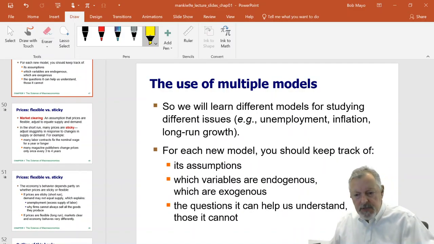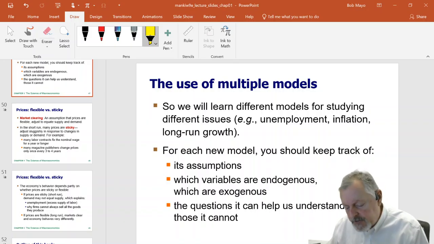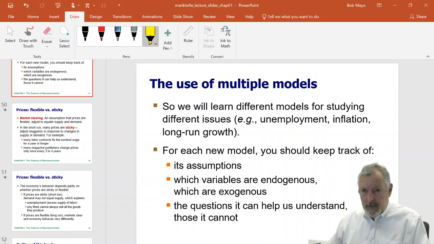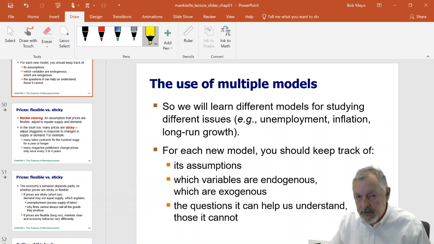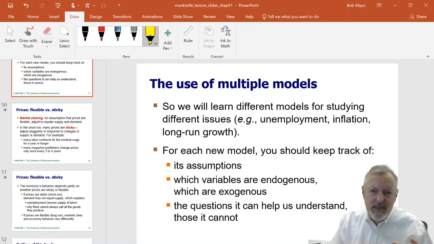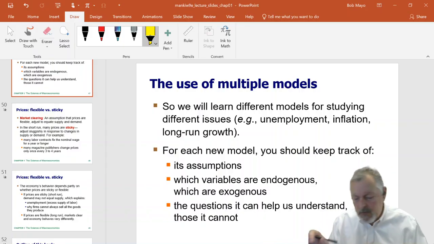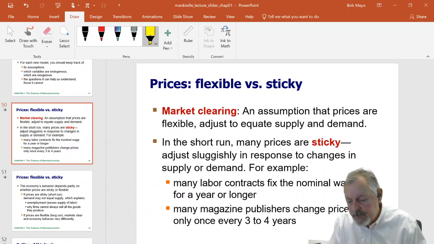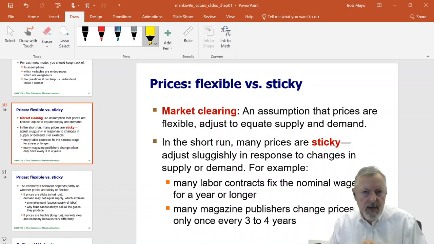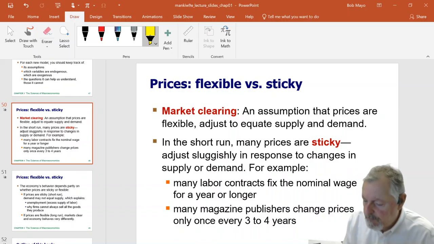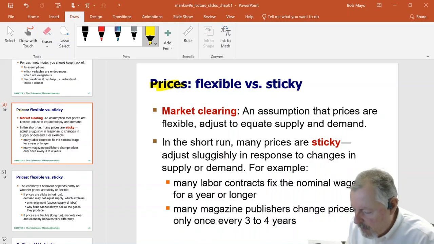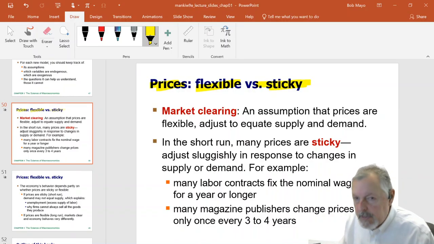Now, the models that we're going to study this semester, one of the core differences of the mainstream models, really the core difference. There are all sorts of bells and whistles in this one that aren't in that one and whatever. But the core difference is this. Does the model assume, or to what degree does the model assume, prices are flexible or sticky?